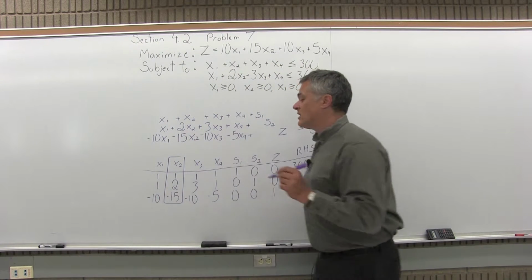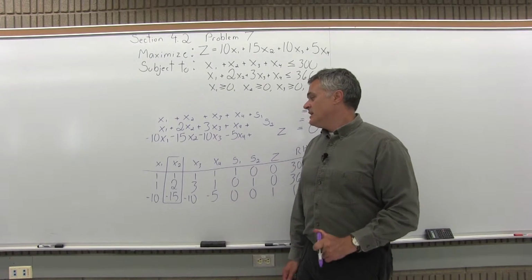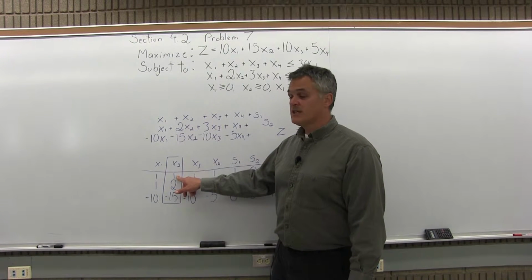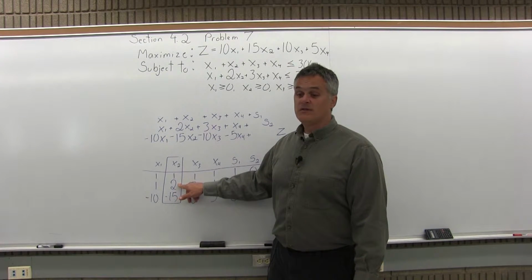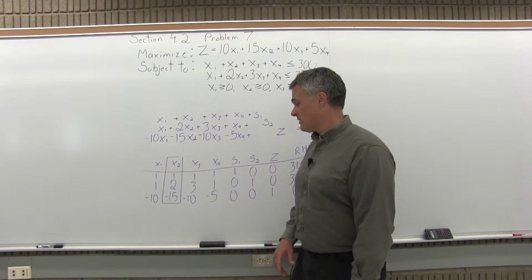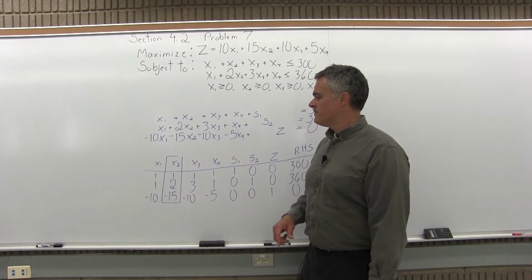Some value in the x2 column will be the pivot value. Now, there's two numbers in the x2 column that could be my pivot. There's a 1 in the top of the x2 column or a 2 in the middle of the x2 column. There's a minus 15 at the bottom of the x2 column. My pivot can never be negative. I don't even consider the minus 15.